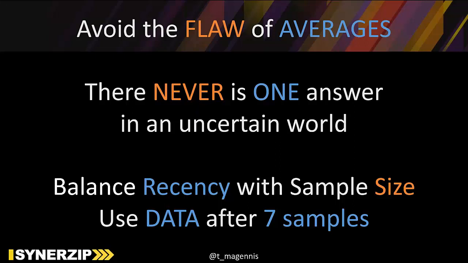Remember, in an uncertain world, there's never one answer, and you've got to constantly be looking out for the factors which are going to cause it to change. And you want to start balancing the recency of samples with the number of samples that you have. And I'm going to tell you, it only takes about 7 samples statistically to be 90% certain of the range of values that you're going to be using in these tools. Any more than that, I think you're actually getting too much error based on stale data.